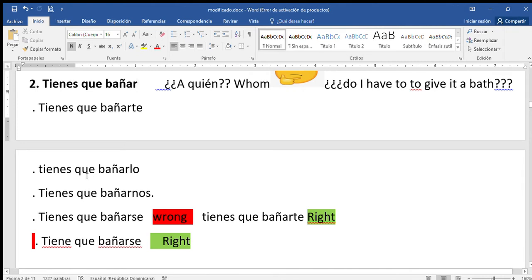"Tienes que bañarlo." Now you have to give a bath to someone, your child, or anyone. "Tienes que bañarnos." Now you have to give a bath to us. "Tienes que bañarse." This one is not right because you cannot say "tienes que bañarse." You have to say "tienes que bañarte" or "tiene usted, ella o él que bañarse."